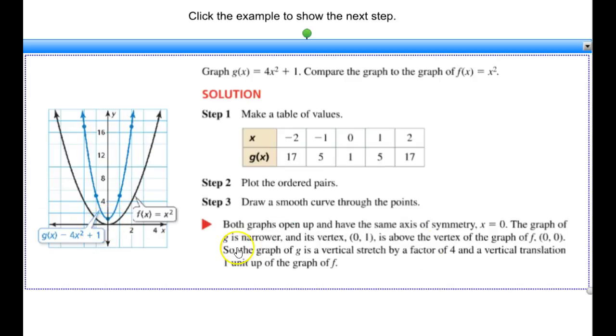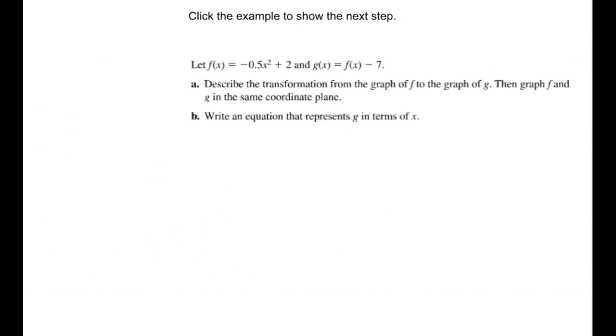And then here's this last sentence. Here is our big sentence of comparing. The graph of g is a vertical stretch by a factor of 4, right? And that 4 comes from the a value. And a vertical translation 1 unit up. So everything here that we've looked at so far is dealing with our vertical, right? Up and down. So that's explained using this last sentence there.